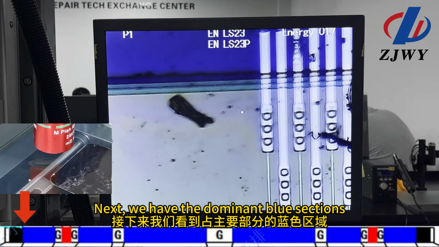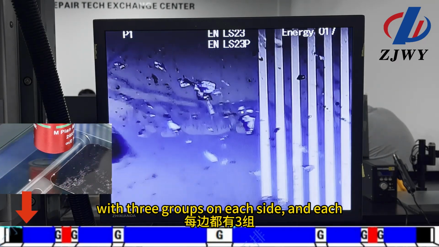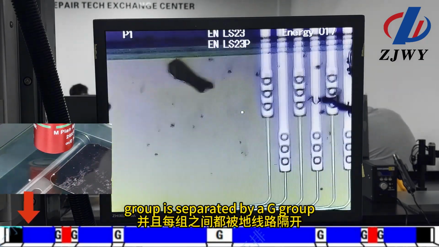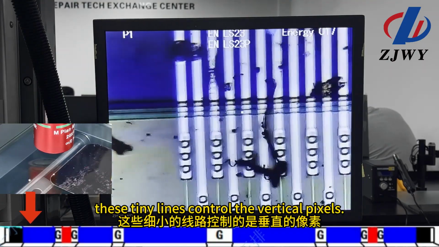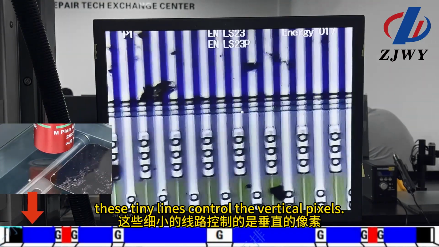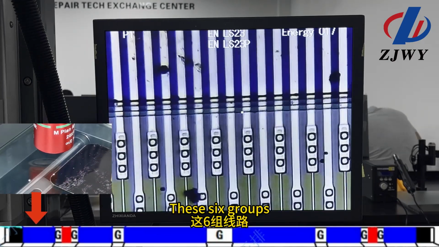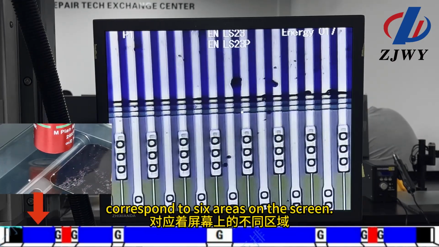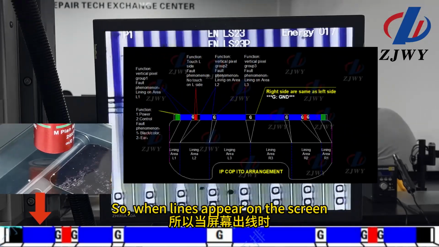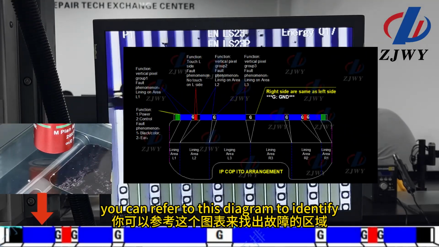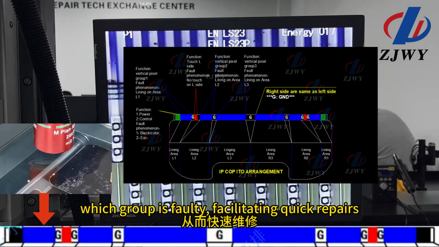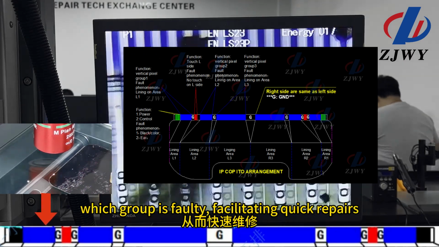Next, we have the dominant blue sections with 3 groups on each side, and each group is separated by a G group. These tiny lines control the vertical pixels. If they are damaged, vertical lines will appear on the screen. These 6 groups correspond to 6 areas on the screen. So, when lines appear on the screen, you can refer to this diagram to identify which group is faulty, facilitating quick repairs.